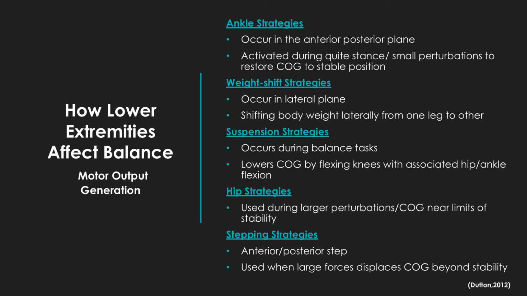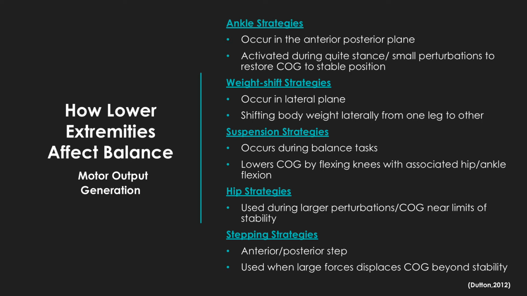As mentioned earlier, as therapists, we often have an inclination to address balance by strengthening lower extremities. Lower extremity strength is important when looking at motor output generation. Our body takes different steps to try to reach a stable point when our balance is challenged. The first strategy that we implement is called the ankle strategy. This occurs in the anterior-posterior plane and is activated during a quiet stance or when small perturbations occur. These small ankle muscle contractions help us restore balance and maintain a stable position.